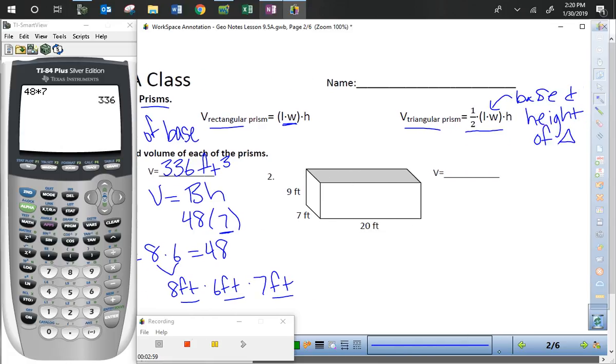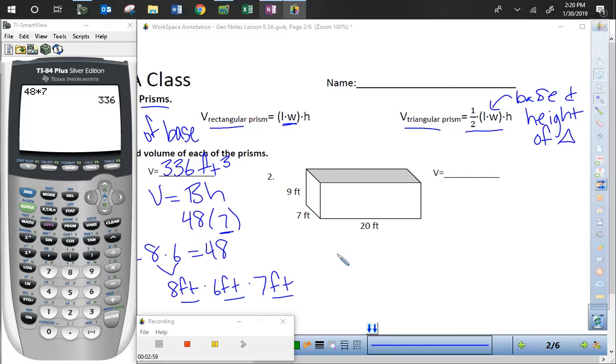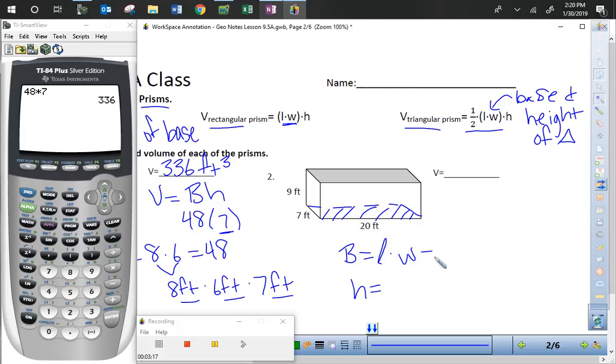Alright, looking at the next one. Volume again, we need area of the base and the height. I like my base to always be on the bottom here with these rectangles, okay, but you can use any side for the base with rectangular prisms. With mine that I've shaded here, length times width would look like 20 times 7. Go ahead and get that typed in. 140.